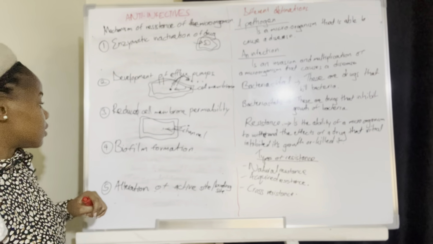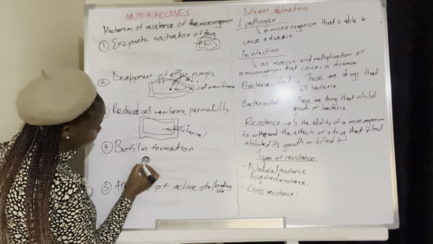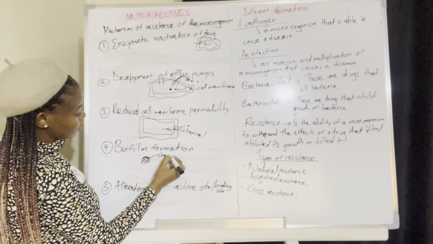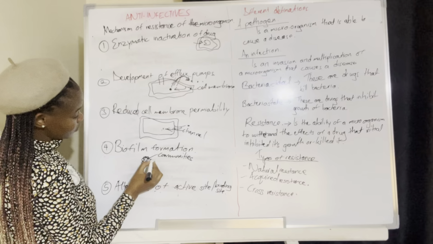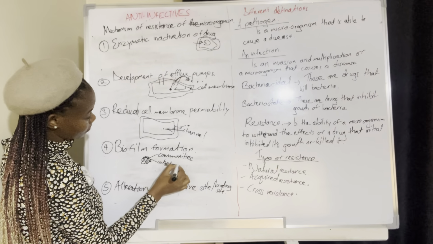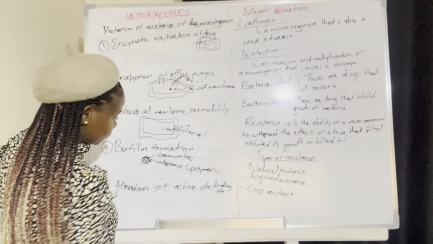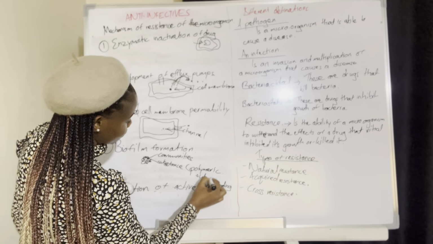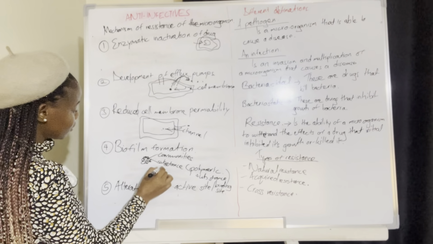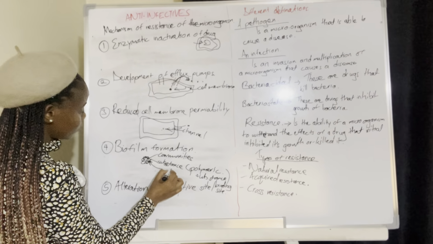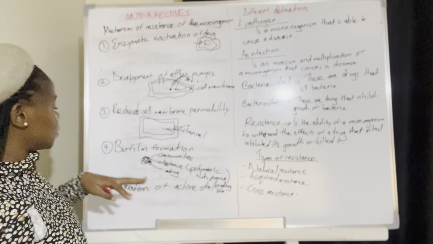Then biofilm formation. Here we are going to see that different organisms are going to come together. This is an organism. They're going to come together and form communities. These communities are going to be surrounded by a substance, and this substance is going to be called polymeric substance. It is this substance that is going to protect and control these bacteria and prevent efflux or penetration of the drug into the different organisms. Not specifically bacteria, but different organisms.